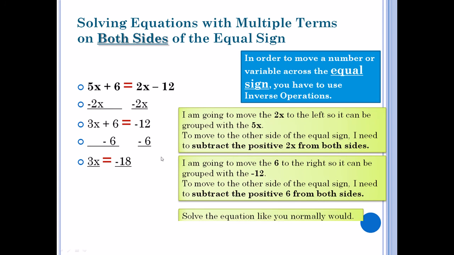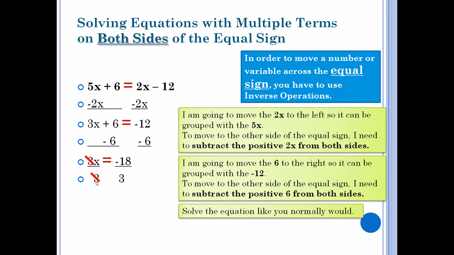Now we can just solve it like we normally would. I mean, we're in the final step here. All I have is multiplication left, 3 times x. 3 times what is negative 18? Well, what's the opposite of multiplying by 3? Divide by 3. Again, both sides of the equal sign, keep it in balance. 3 divided by 3 is 1, and negative 18 divided by 3 is negative 6.